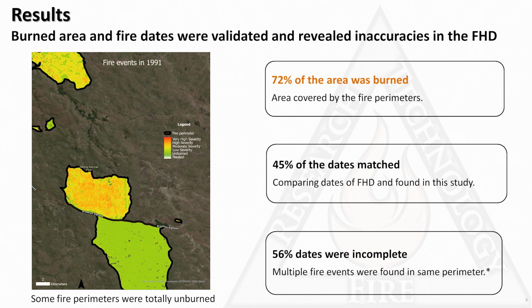The problem with that is that, based on this database, we wanted to be able to identify where it was burned and when, so we can improve our data set and make predictions for future fire behavior. With this method, I was able to find that 72% of the area was burned within the fire perimeters. Only 45% of the dates that I detected match the dates of the fire history database.